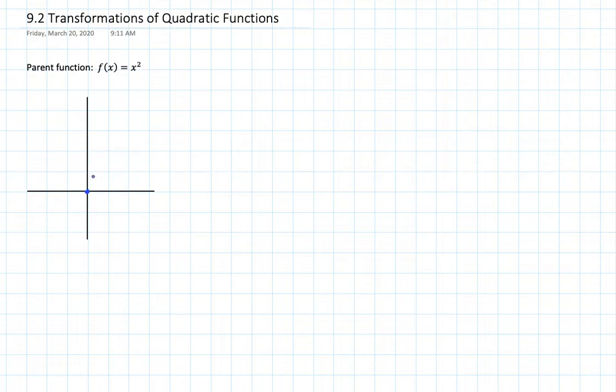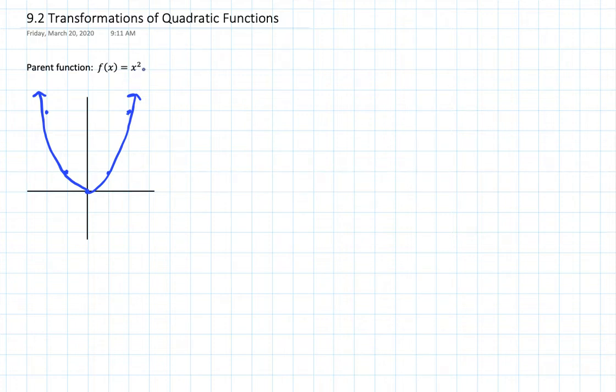If I plugged in a 0, I'd get 0. If I plugged in a 1, I'd get 1. If I plugged in a negative 1, I get 1. And 2 would give me 4, etc. So this is what that parent function looks like. You guys are going to get a kick out of my drawings. Yep, can't even make it. To give you a general idea of the quadratic parent function.